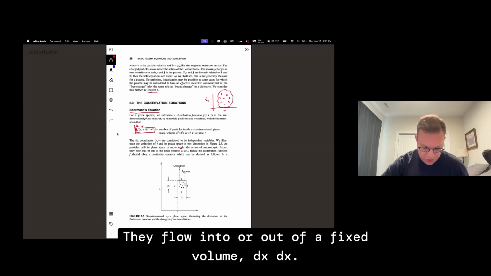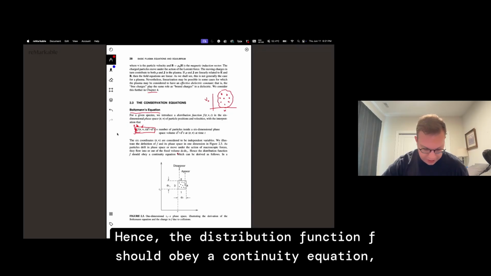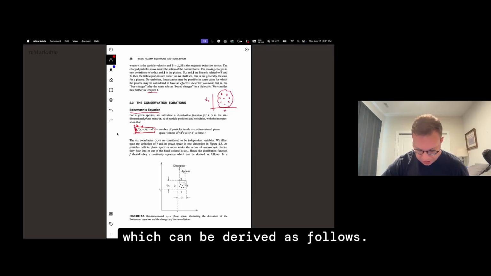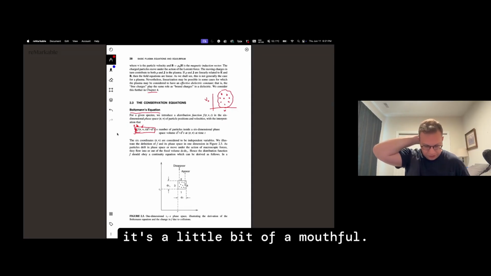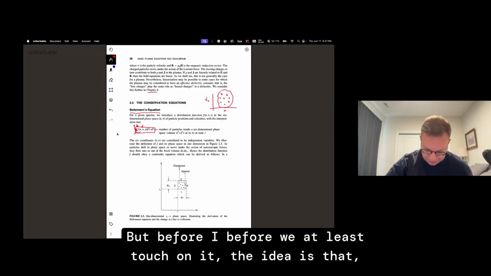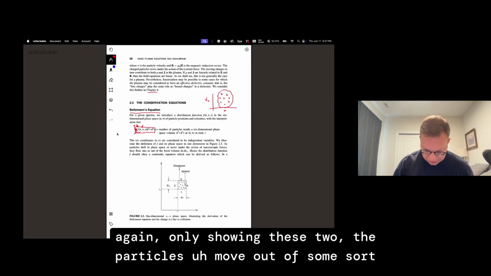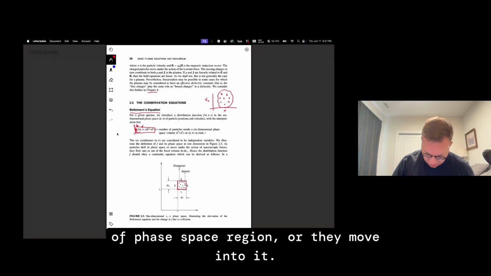They flow into or out of a fixed volume, dx dvx. Hence, the distribution function f should obey a continuity equation, which can be derived as follows. I'm not going to read every single line in the upcoming because it's a little bit of a mouthful, but before we at least touch on it, the idea is that, only showing these two, the particles move out of some sort of phase space region or they move into it.